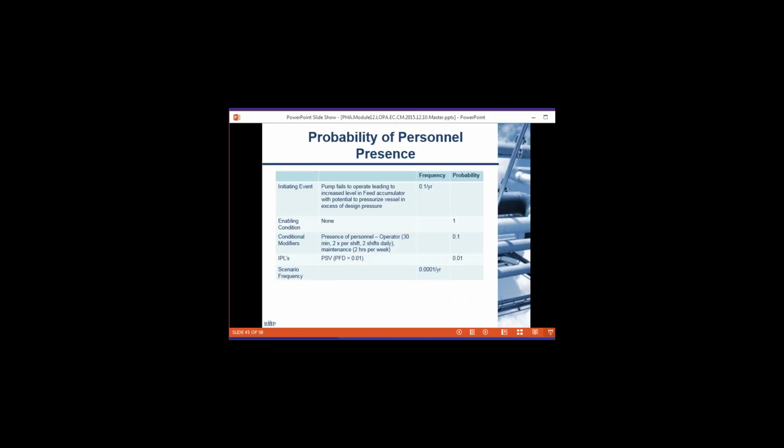Here's another example on probability of personal presence. A pump fails to operate, leading to an increased level in the feed accumulator, with potential to pressurize the vessel in excess of design pressure. Once again, pump failing to operate, based on the frequency table I referred to, gives 0.1 times per year. No enabling condition. The conditional modifier I use here is presence of personnel: operator, 30 minutes, 2 times per shift, and 2 shifts daily. In maintenance, 2 hours per week. Obviously, I did this to make the math simple because it came out with a probability of 0.1. I took credit for a PSV as my IPL, giving a scenario frequency of 0.0001 times per year.